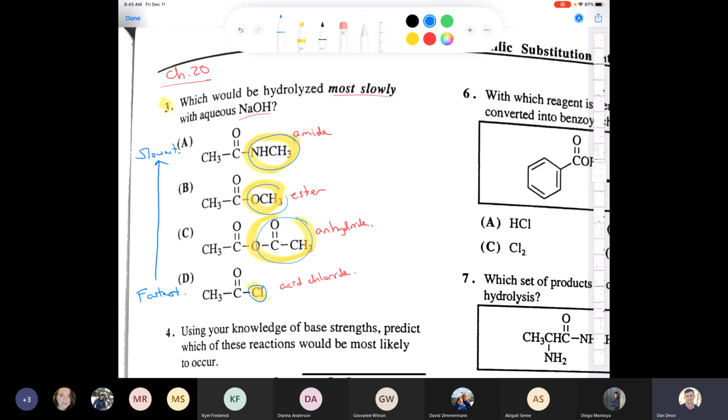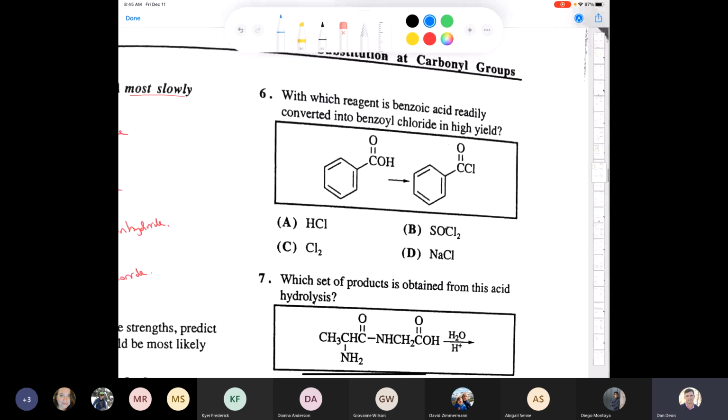Okay, let's go over here to number 6. It says here, which reagent is benzoic acid readily converted to benzoyl chloride in a high yield? Again, I'd say this one's pretty much a memorization. The mechanism is covered in our textbook. So this is a reaction that we used many times in the carboxylic acid chapter. And in the amines chapter, we looked at it too.